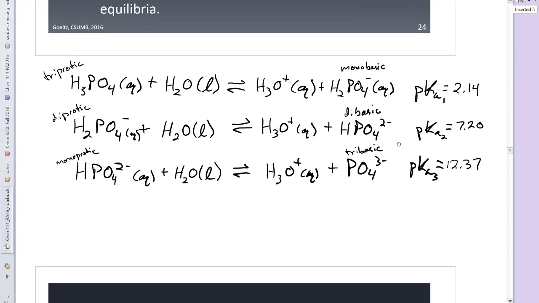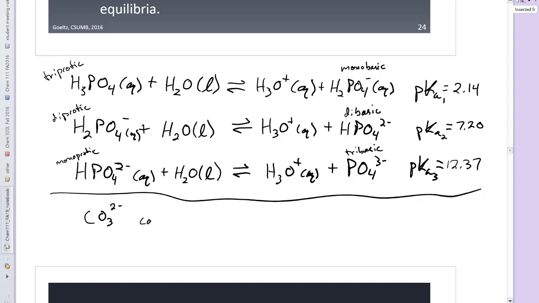But let's look at a couple more. Let's look at carbonate. What do you see? Acid or base? Well, I don't think it can be a Bronsted acid because I don't see any protons, so it must be a Bronsted base. That looks like it could take on protons. How many? Is it monobasic, dibasic, tribasic? How many protons could that take on? Well, if I added two protons, that would be H2CO3, so I'm going to say it's dibasic.